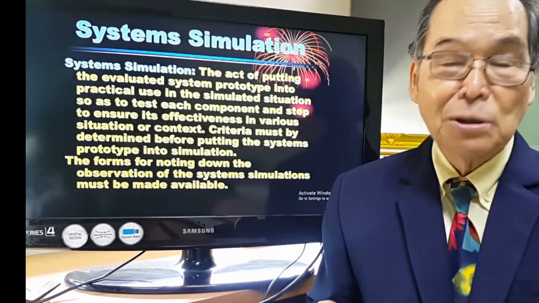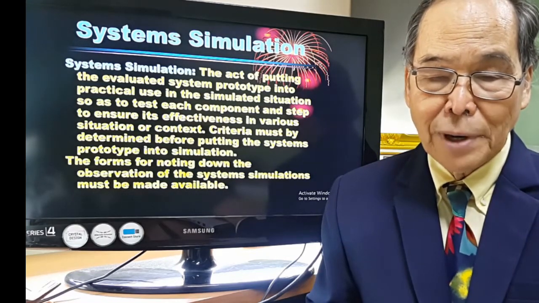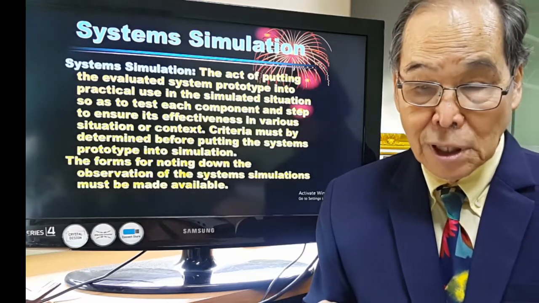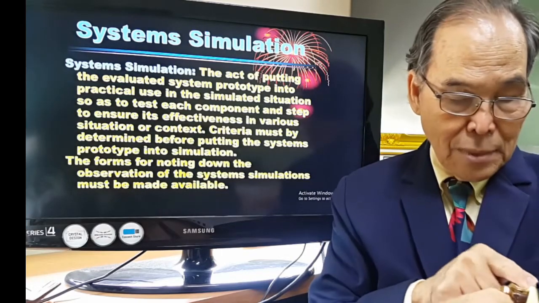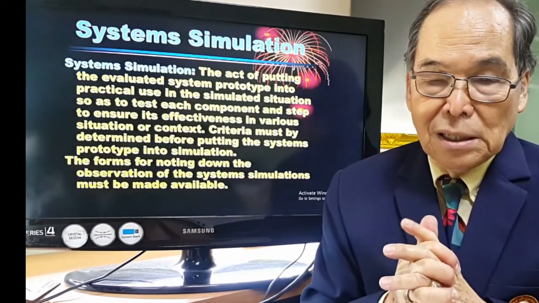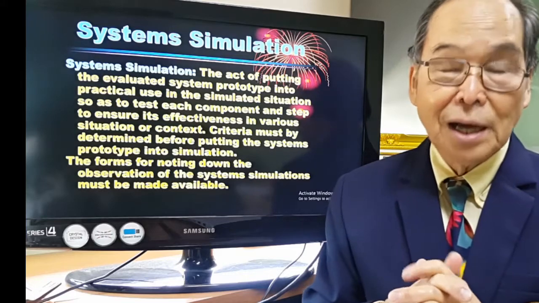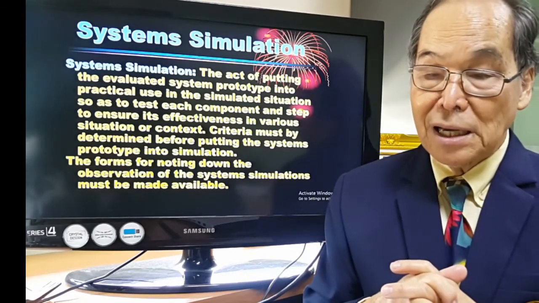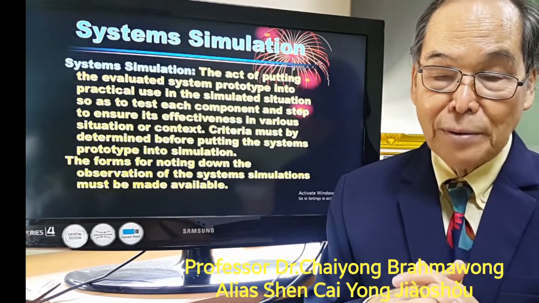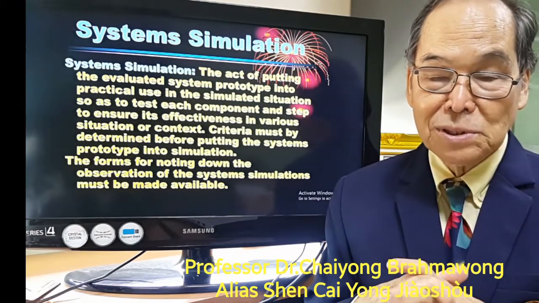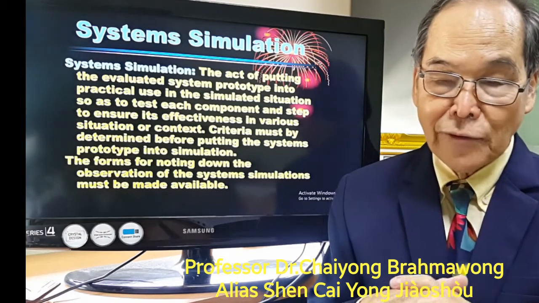Okay. System simulation is the act of putting the evaluated system prototype into practical use in the simulated situation so as to test each component and step, to ensure its effectiveness in various situations and contexts. Criteria may or must be determined before putting the system prototype into simulation. The forms for noting down observations of the system simulation must also be made available.